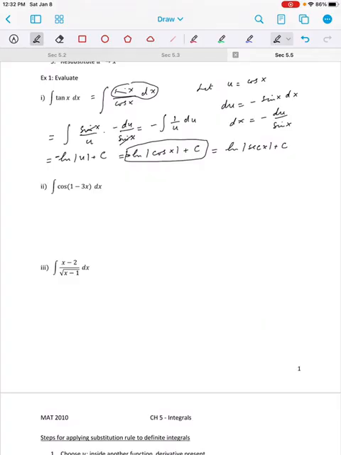The next example: the integral of cosine of 1 minus 3x. Now again recall, if it was just cosine of x, you already know what the antiderivative is. But here we have cosine of something, and if you notice, the function inside is a linear function. Whenever we have a linear function, we basically don't have to worry about its derivative being multiplied, because the derivative of a linear function is always a number. So this is what we will take as u.